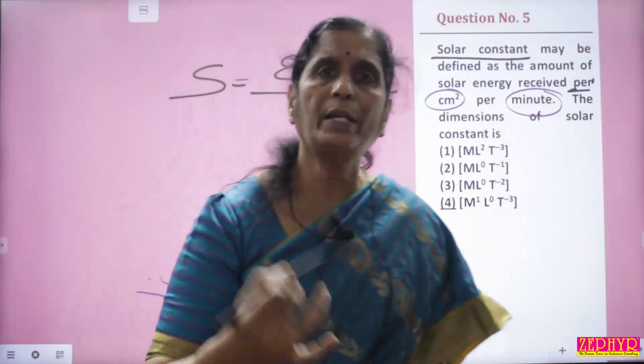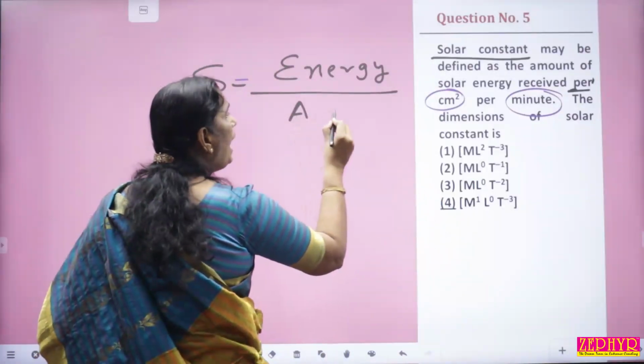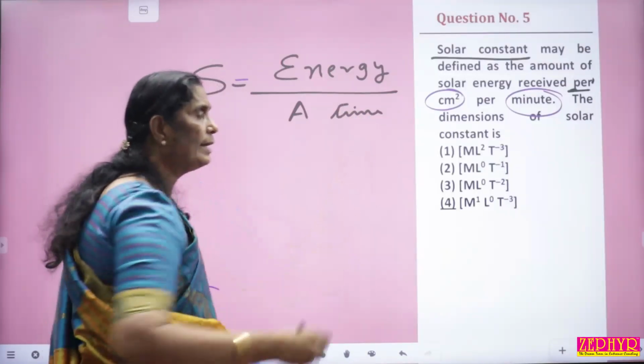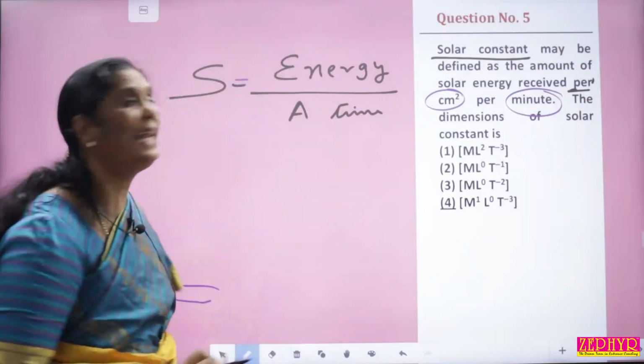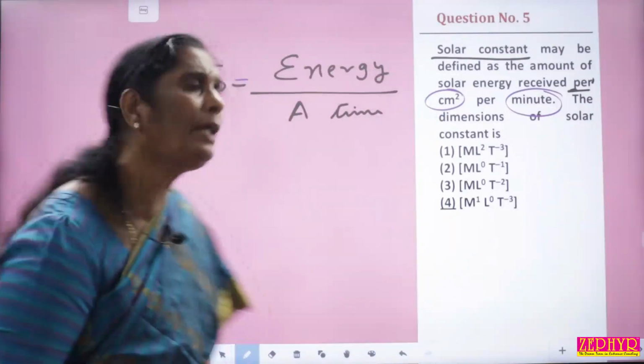We won't give importance to units for numerical in dimensional formula. So I will say energy, area and time. Centimeter square means area, minute means time. That's all. So we got the nature. Energy per unit area per unit time, like that.